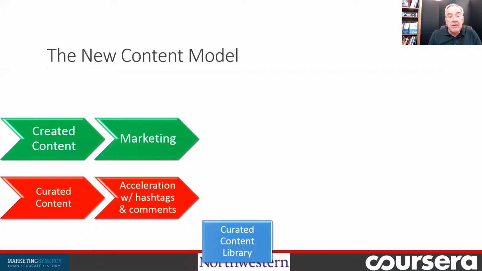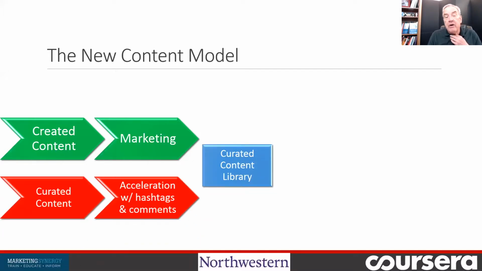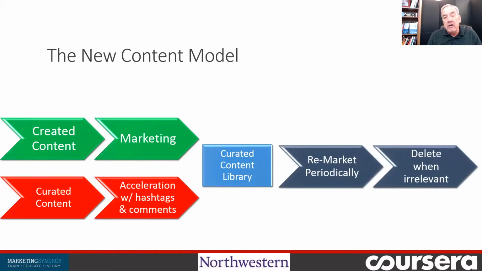We also then put that into a curated content library, because not only are we going to market it, but we're going to remarket it periodically. In other words, you could take a piece of content you create, and as long as it's relevant, you might market it every quarter and get just as much readership or viewership as you did when you made it originally. And so we've built a curated content library so that we can take the stuff we create and the stuff we find and use it effectively over time. And then when it's no longer relevant, we delete it and replace it with more relevant content.